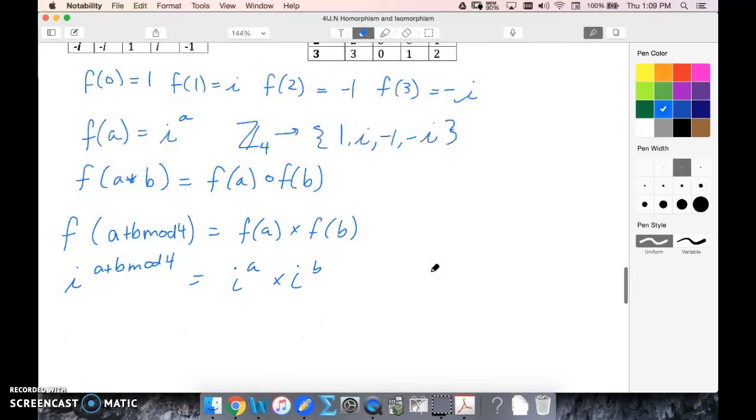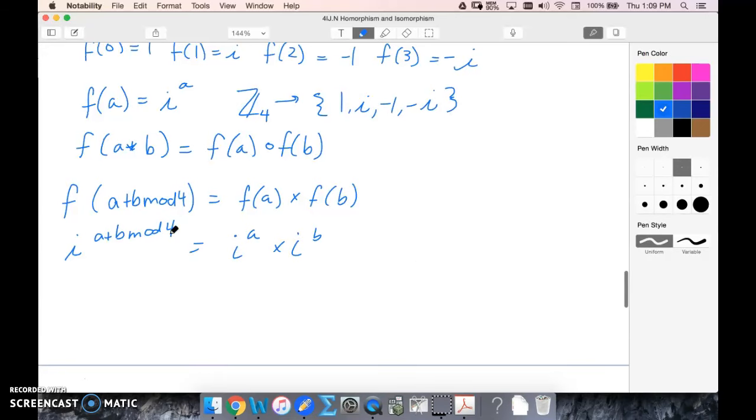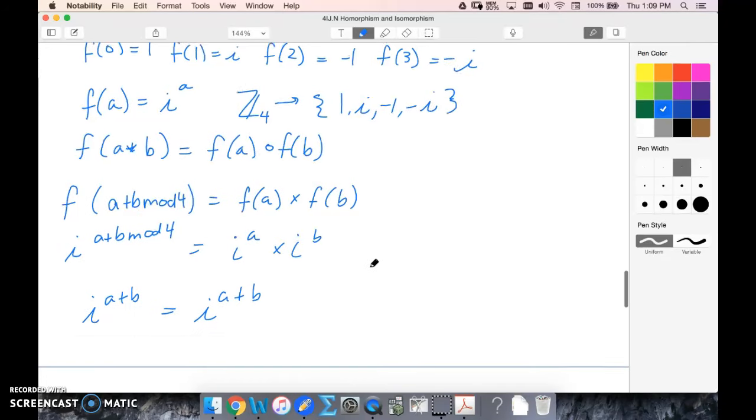And then this is just like the one we saw before. A plus b mod 4 is always going to end up yielding the same result in terms of powers of i as our a plus b is going to have. So we could say that this simplifies into i to the a plus b. So we've shown that our powers hold true.